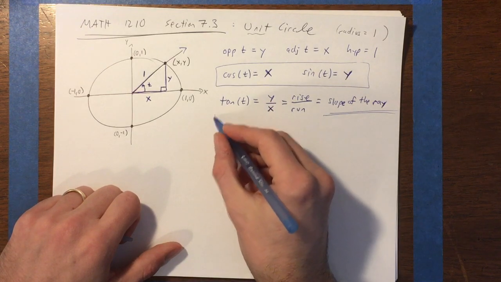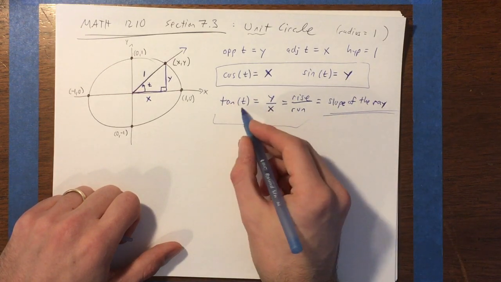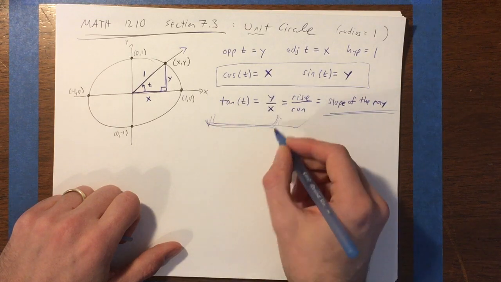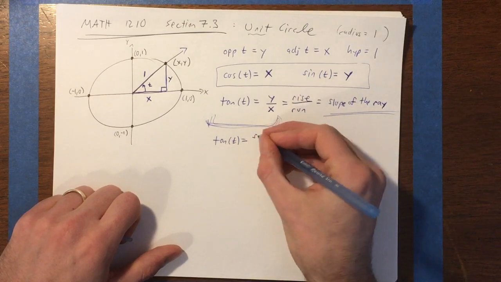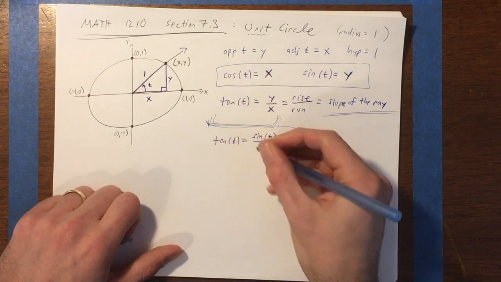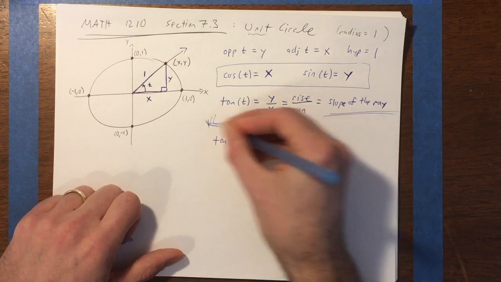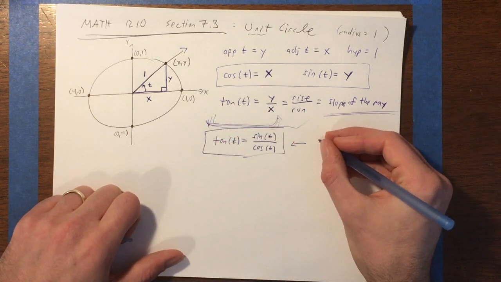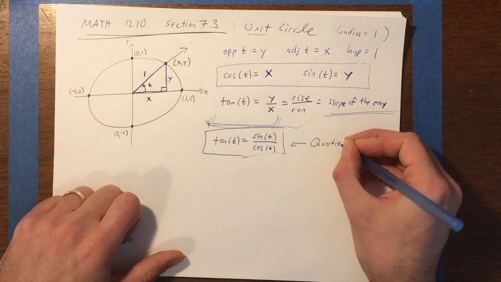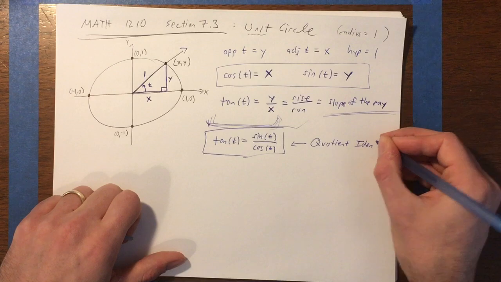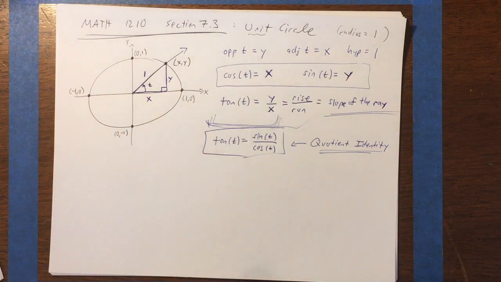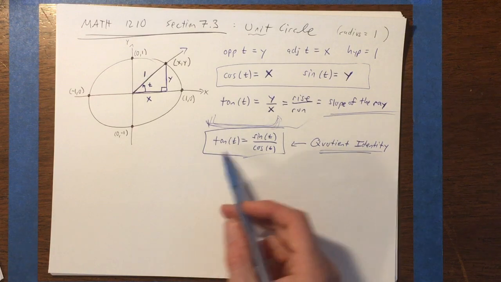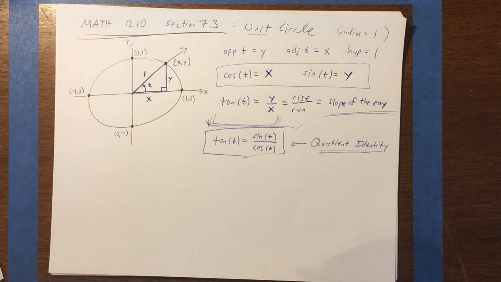Another thing you can get out of this, based on tangent of t is y over x, you can get tangent of t equals y, which we said was sine, divided by x, which we said was cosine. And that right there is called a quotient identity. I mentioned when I introduced the cofunction identity that we were going to be introducing a bunch of different identities, and this is one of them. Tangent is related to sine and cosine in this way. Tangent is sine divided by cosine.